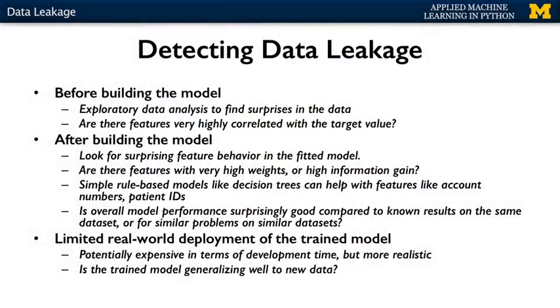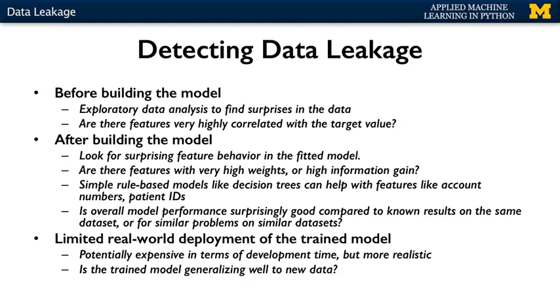So how can you detect and avoid data leakage in your applications? Before building the model, exploratory data analysis can reveal surprises in the data. For example, look for features very highly correlated with the target label or value. An example of this from the medical diagnostic example might be the binary feature that indicated a patient had a particular surgical procedure for the condition. That might be extremely highly correlated with a particular diagnosis. After building the model, look for surprising feature behavior in the fitted model, such as extremely high feature weights or very high information gain associated with a variable.